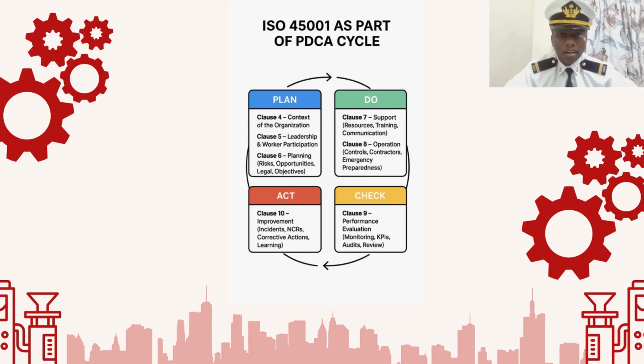Finally, we act, which is the red box. This is how we improve. Clause 10 is improvement. When an incident happens, we investigate it, we learn from it, and we update our plan to prevent it from happening again. As you can see from the arrows, this cycle never stops. You plan, you do it, you check your results, you act to improve, and then you start planning all over again. This is how we create a culture of continuous safety improvement.